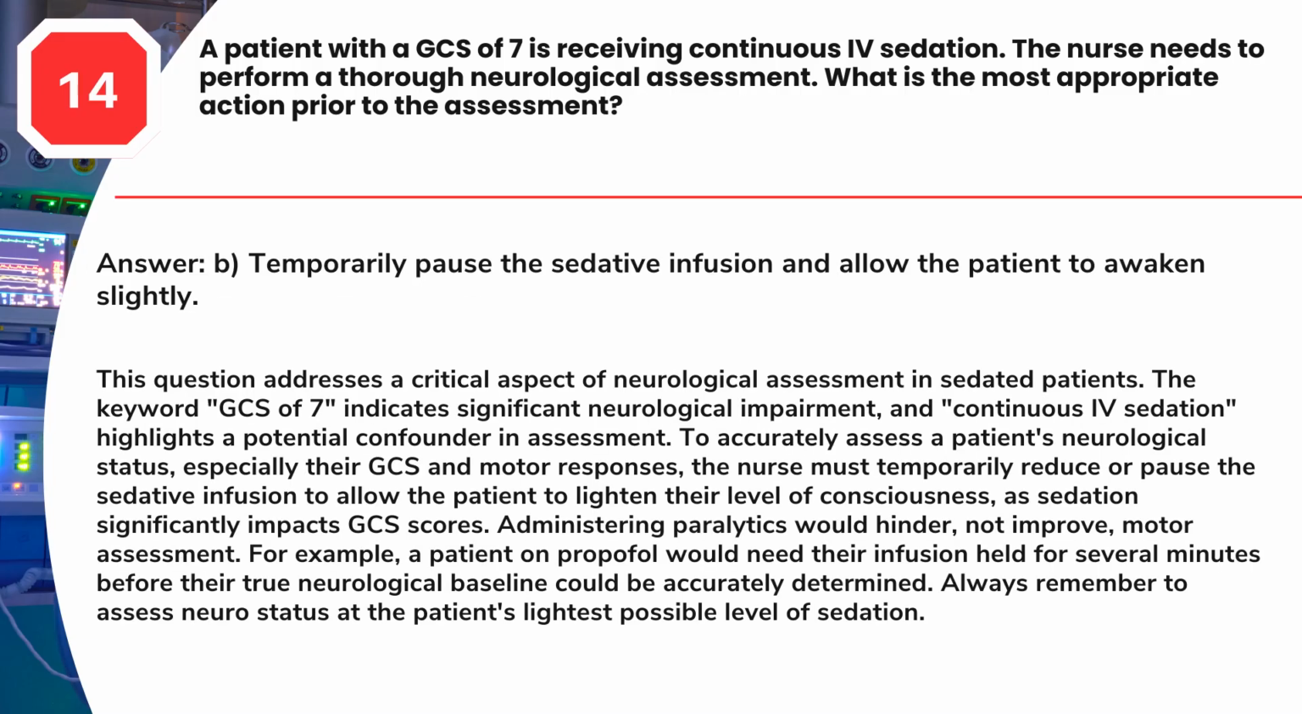Answer B. Temporarily pause the sedative infusion and allow the patient to awaken slightly. This question addresses a critical aspect of neurological assessment in sedated patients. The keyword GCS of 7 indicates significant neurological impairment, and continuous sedation highlights a potential confounder in assessment. To accurately assess a patient's neurological status, especially their GCS and motor responses, the nurse must temporarily reduce or pause the sedative infusion to allow the patient to lighten their level of consciousness, as sedation significantly impacts GCS scores.